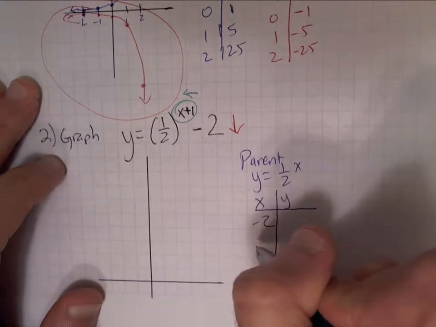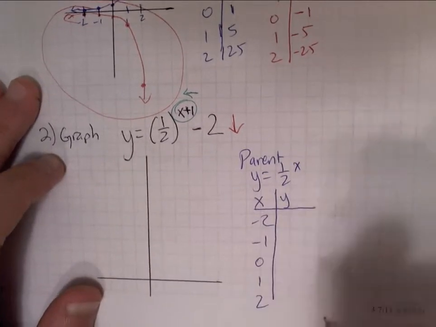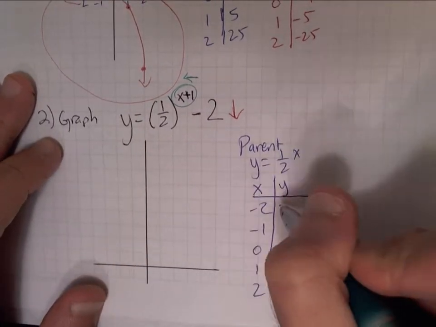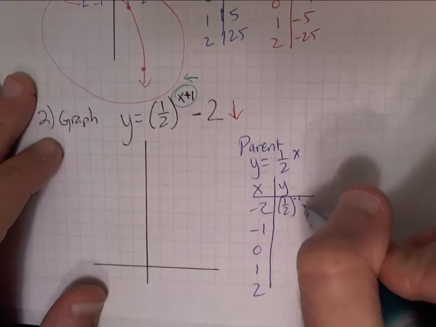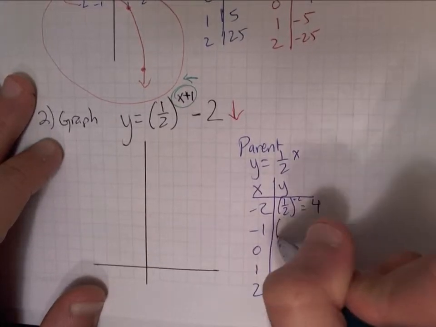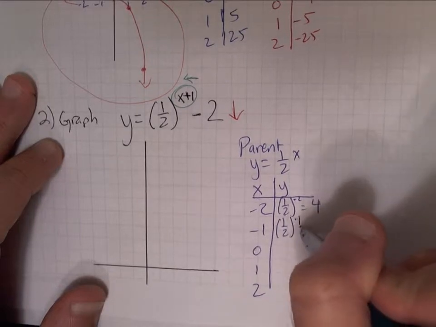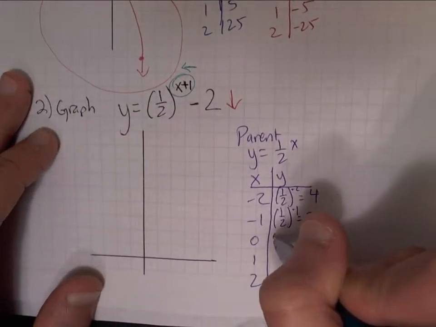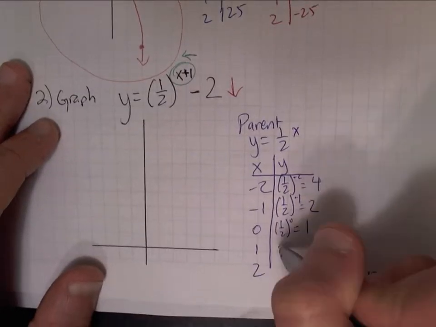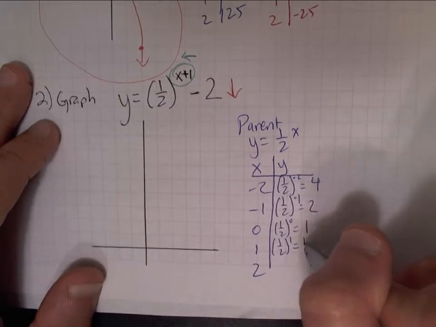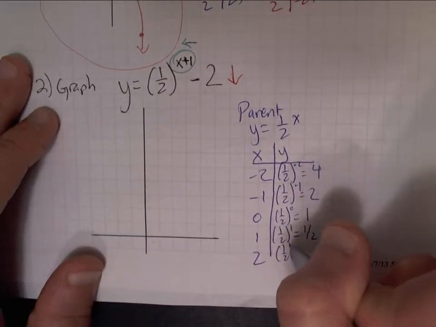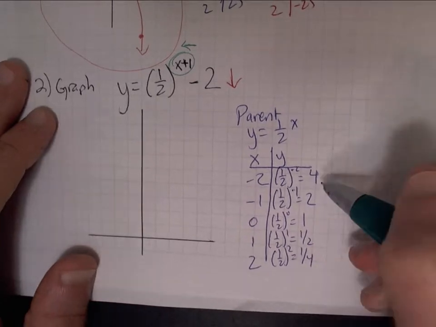So -2, -1, 0, 1, 2. So -2, 1/2 to the -2 gives me 4. 1/2 to the -1 gives me 2. 1/2 to the 0 gives me 1. 1/2 to the 1 gives me 1/2. 1/2 squared gives me 1/4.